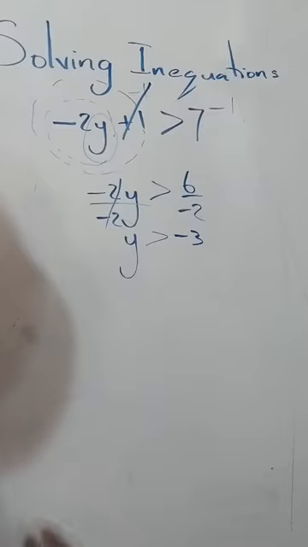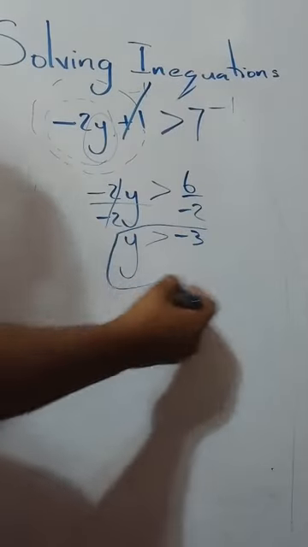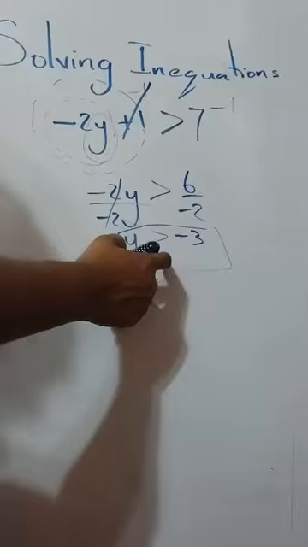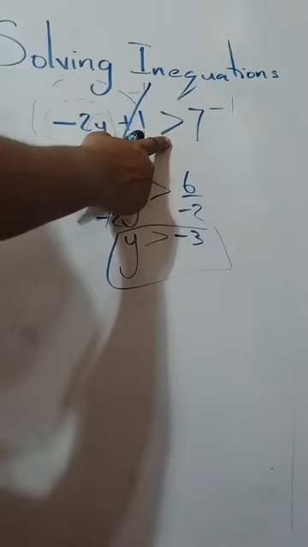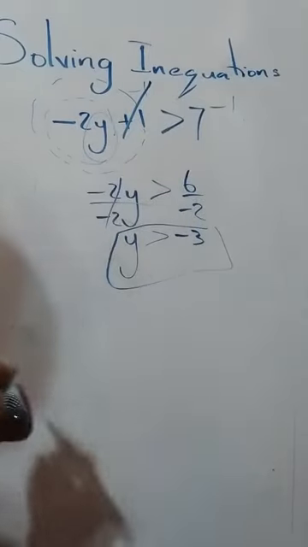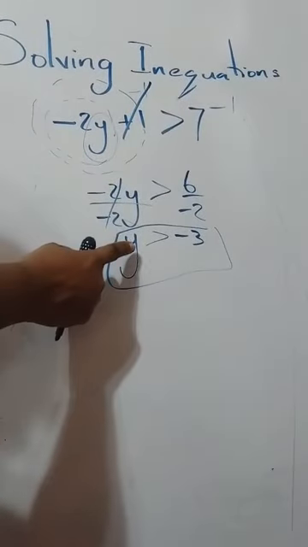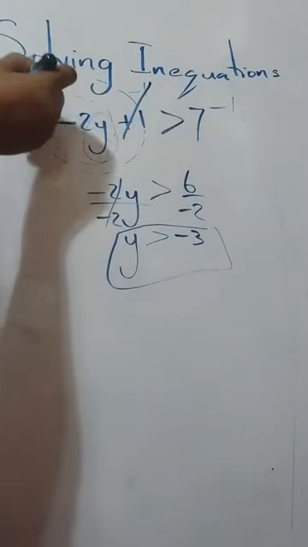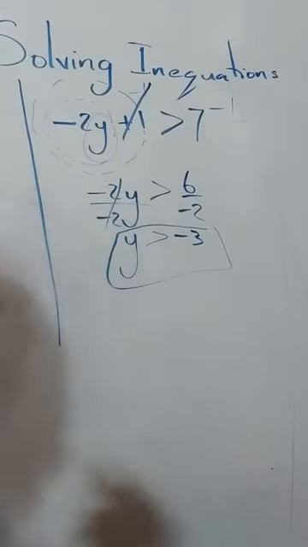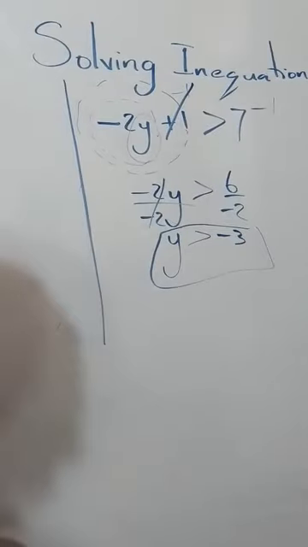But we're going to pause right here to see if this statement is actually true, and why it is that we may need to change this sign. Let's explore it. If the statement says y is greater than negative 3, we're going to do some substitution. If you have not watched my substitution video as yet, you want to check that out to be clear on how to substitute.